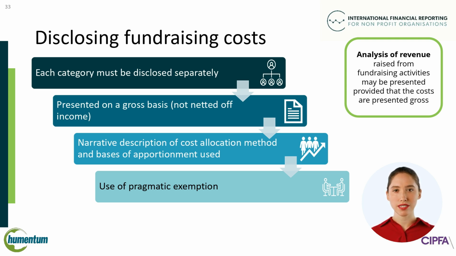The disclosures must include a narrative description of the method of cost allocation and basis of apportionment adopted to estimate fundraising costs. Where the pragmatic exemption related to the splitting of costs has been used, it should be reported in the disclosures. Where useful, an NPO may present an analysis of revenue raised with the costs of the associated specific activities, provided that the costs are presented gross.